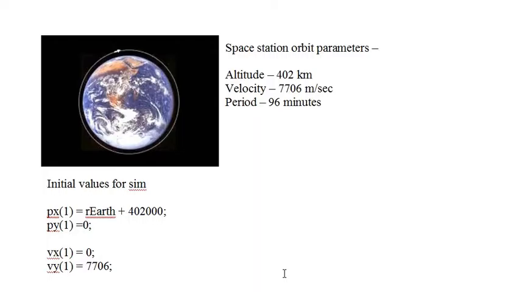The space station has an average altitude above the surface of the Earth of 402 kilometers and an average velocity of 7,706 meters per second. It makes one complete trip around the Earth every 96 minutes.